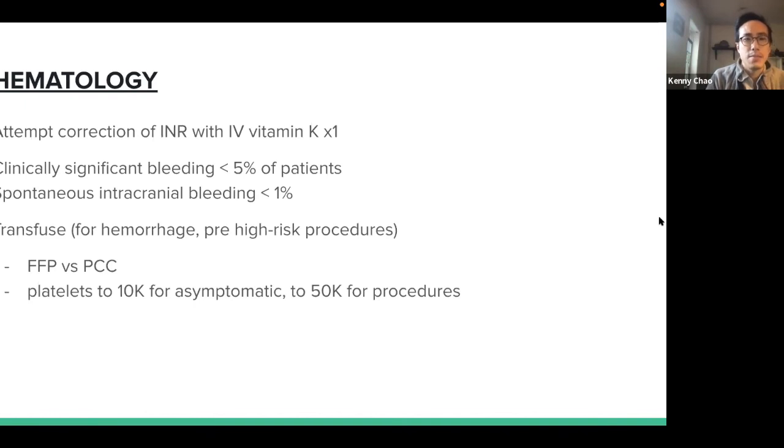Transfusions are usually not recommended unless there's active hemorrhage or you're going for a high-risk procedure like a biopsy or an intracranial pressure monitoring procedure. In that case, you do want to correct it. Consider giving FFP versus PCC. The benefit of PCC is that you have lower volume, maybe about 100, 120 cc's, versus FFP, it's 10 to 15 cc's per kg. In terms of your platelets, the recommendation is that you don't transfuse until you're at 10K for asymptomatic and 50K for these procedures.